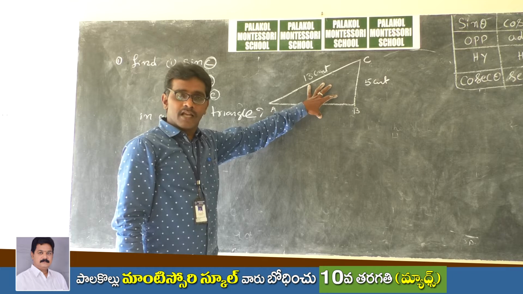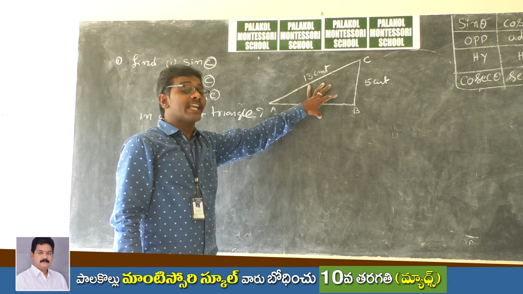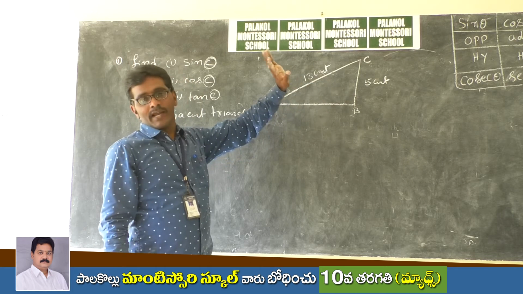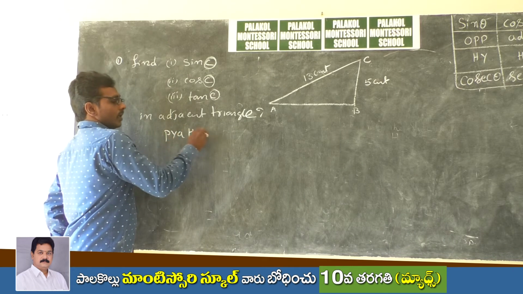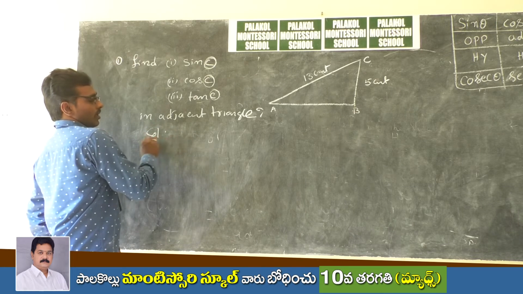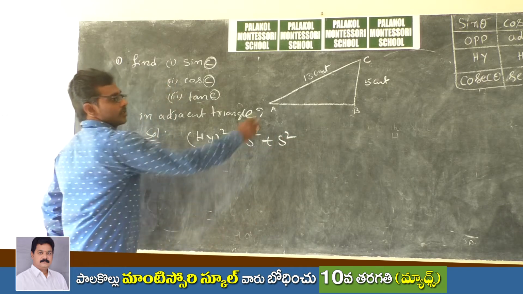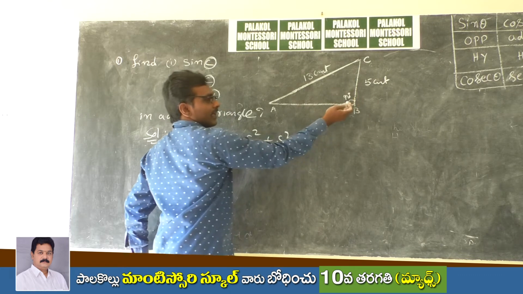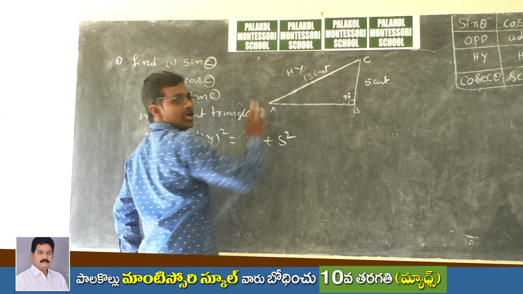Do you know the Pythagoras theorem? Hypotenuse square is equal to side square plus side square. In a right angle triangle, the square of the hypotenuse is equal to the sum of the squares of the two remaining sides. That is called the Pythagoras theorem. Here in the right angle triangle, its main angle is equal to 90 degrees. The side opposite the 90 degrees is called the hypotenuse.